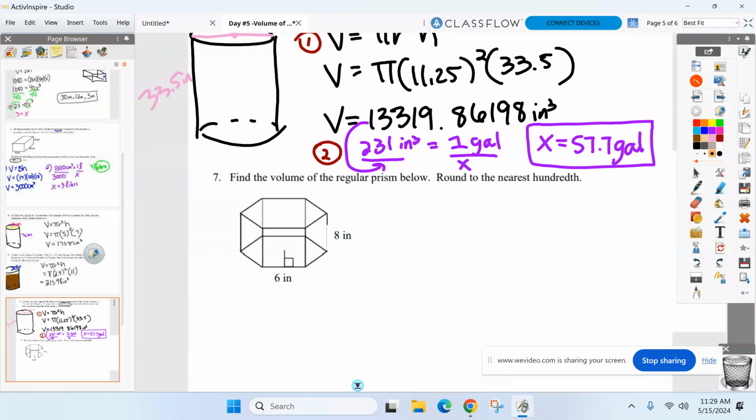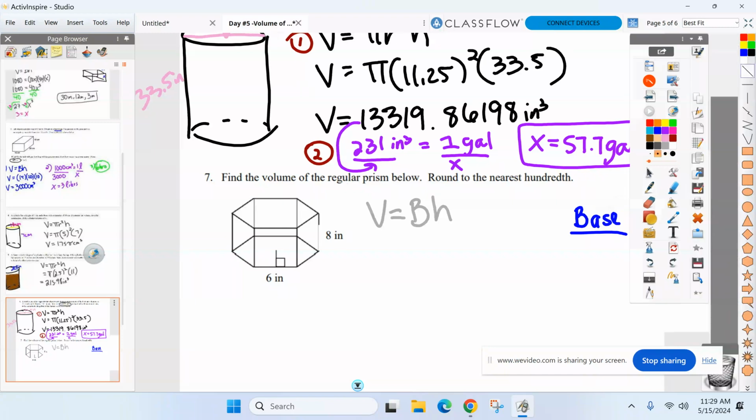All right, number 7, hexagonal prism. So we're going back to BH. I know you guys probably don't like it, but hey, don't take honors then. How to find the area of the base. It's a hexagon. Let's go over that again.